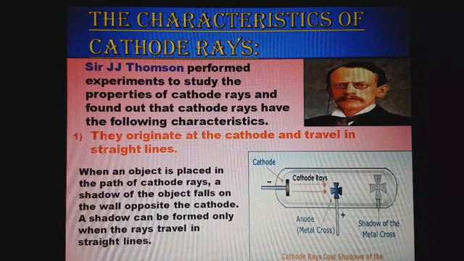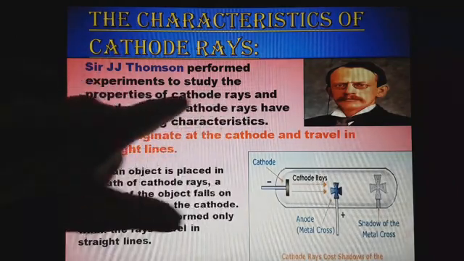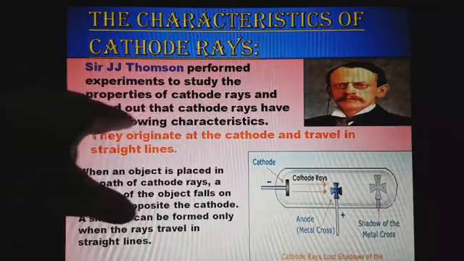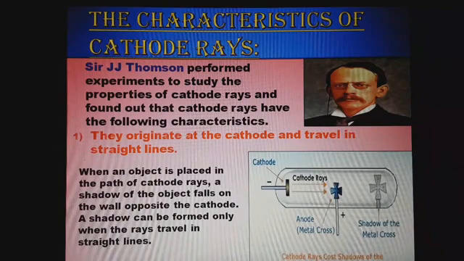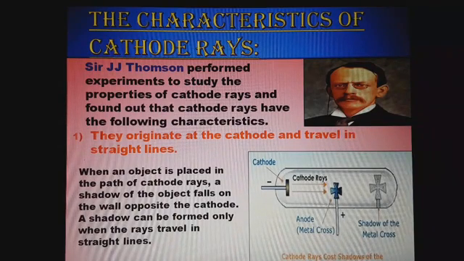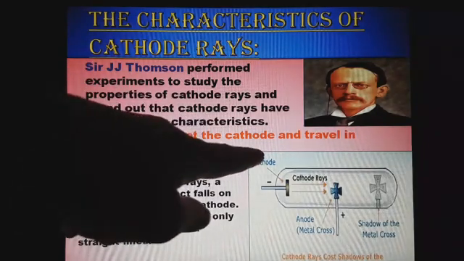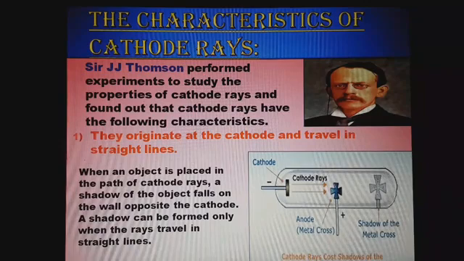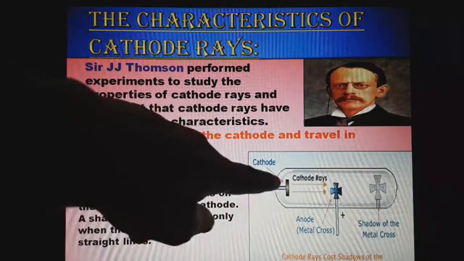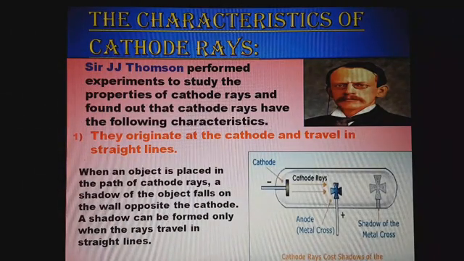Sir J.J. Thomson performed experiments to study the properties of cathode rays and found that cathode rays have the following characteristics. Sir J.J. Thomson performed various experiments in order to come to the conclusions which we are going to study. The very first characteristic: they originate at the cathode and travel in a straight line. In order to prove it, he made this setup which you have just seen, where an object was placed in the path of the ray.